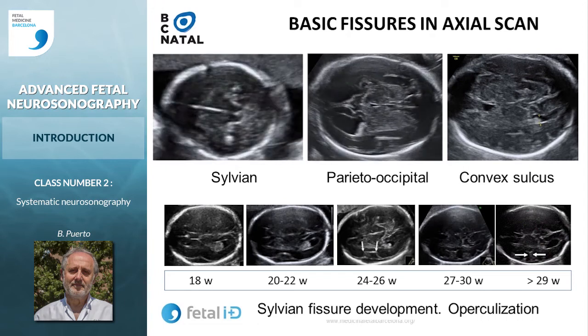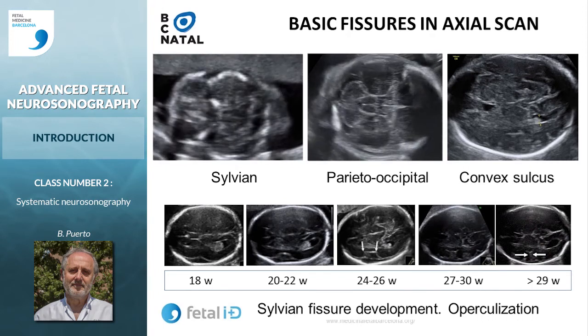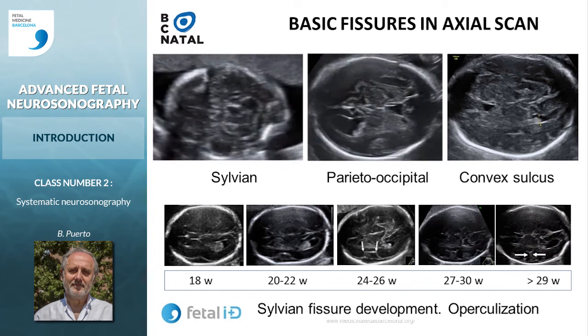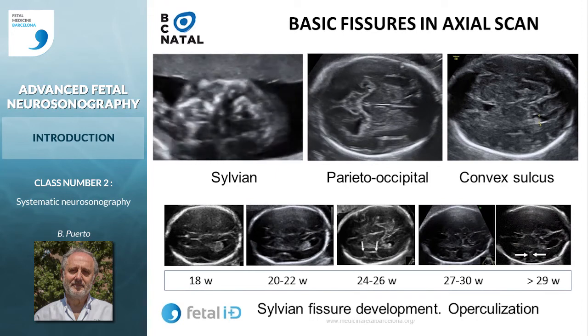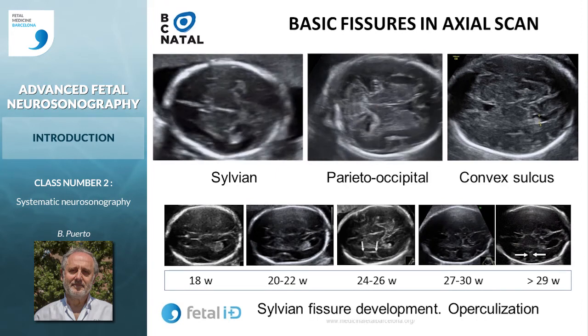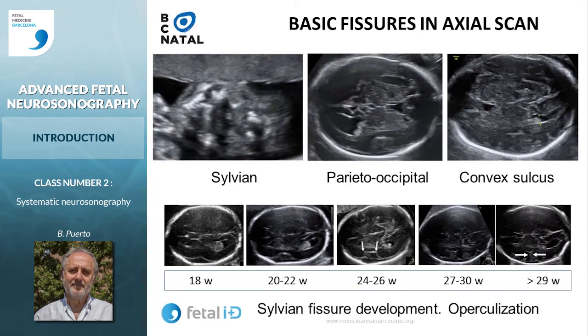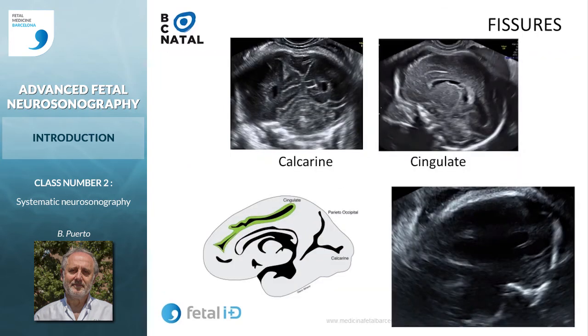At the bottom of the slide, you can see the variations of the Sylvian fissure, the operculization. At the end, the approximation between the anterior and posterior edges until its closure around 29 weeks. The calcarine fissure is found in the coronal planes, the cingulate sulcus in the sagittal planes. This one is especially clear to assess the normal development of the parieto-occipital and calcarine sulcus.